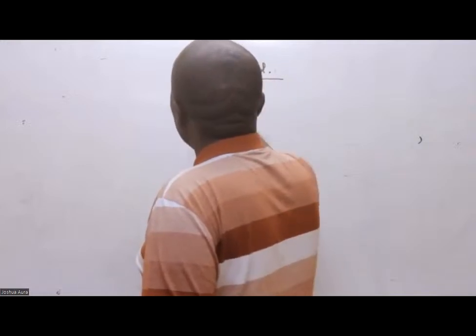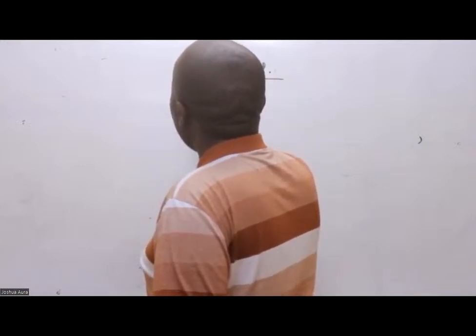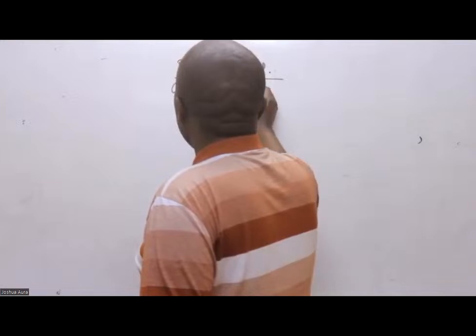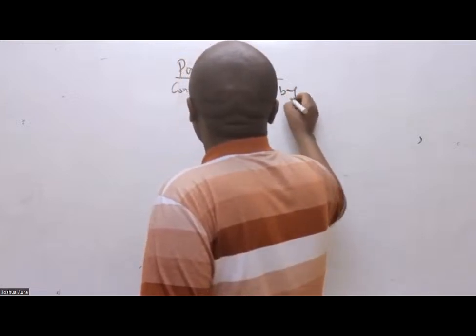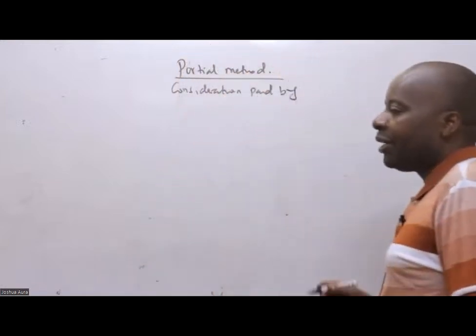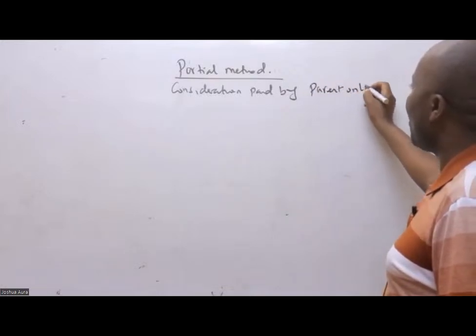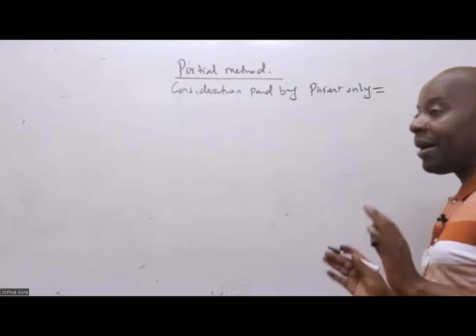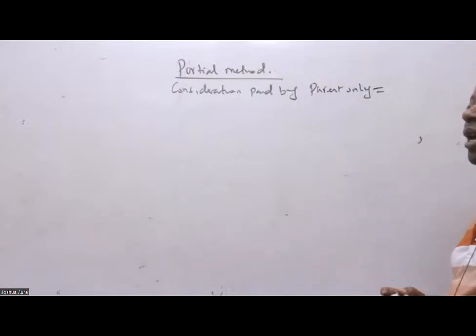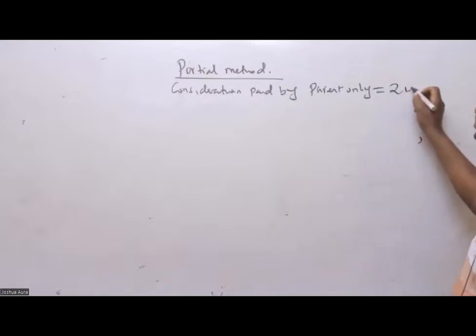In the partial method, we are looking at consideration paid by the parent only. So how much was paid by the parent company only? $240,000, right? So we have your $240,000.